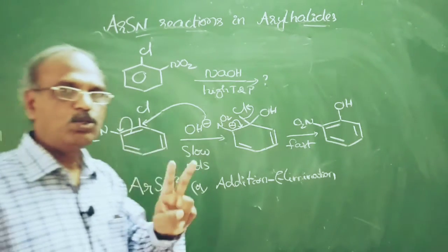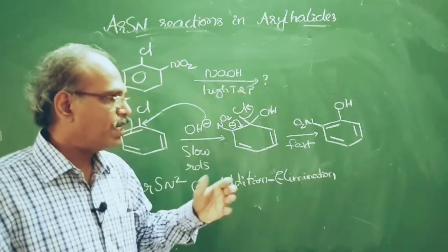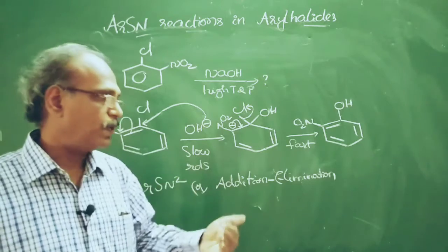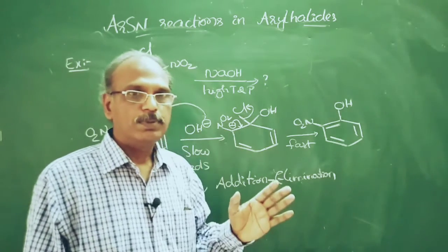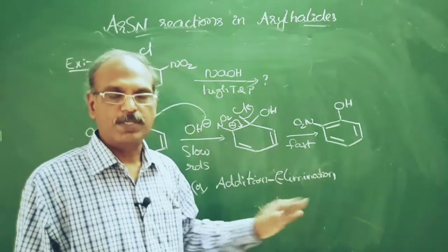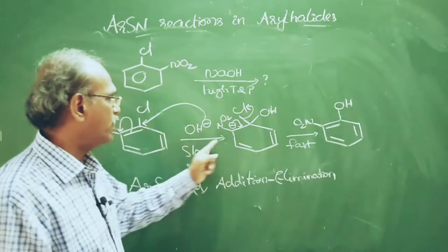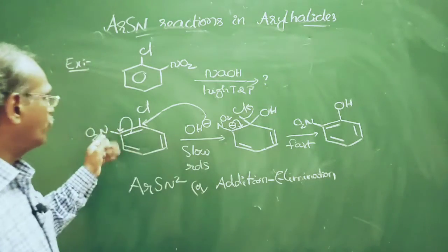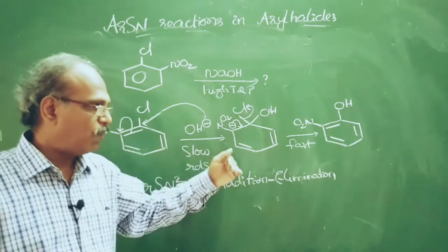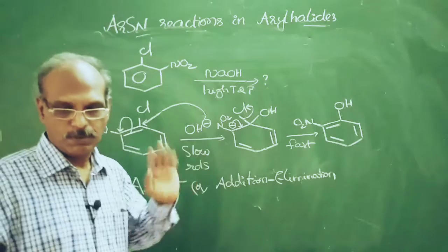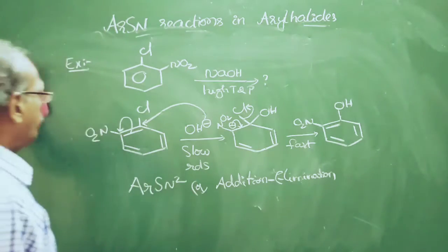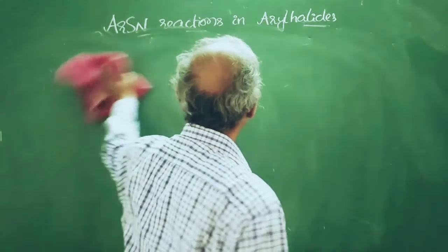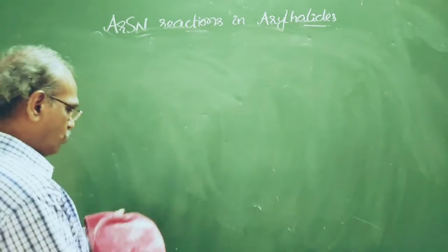Okay. Now we have two types of mechanisms. How do you identify which mechanism is followed by the given aryl halide? Already I told you, let me repeat. If an electron withdrawing group is present, that follows this mechanism, through the carbanion. In absence of an electron withdrawing group, that follows the benzyne mechanism. Okay, so in that way you can find out the products. Let's see some conceptual questions related to this.